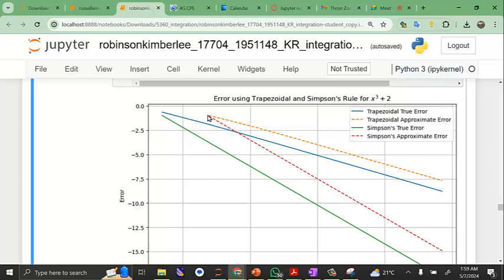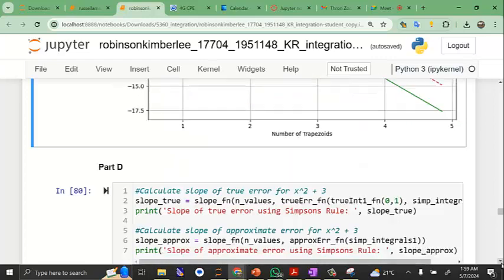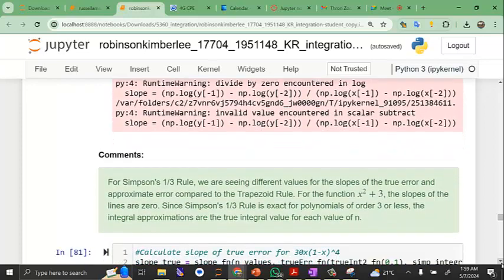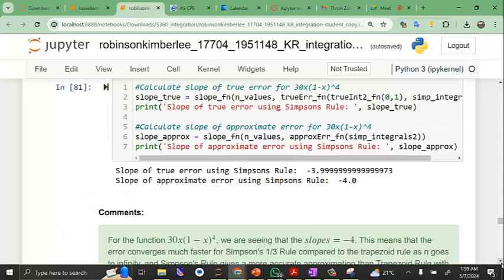What's really important as far as numerical analysis is concerned are the slopes. And you can see the slope of Simpson's is considerably steeper than the slope of trapezoid. You go ahead and calculate the slope, and for the second one you get -4. Okay. So that's really good. That's really good.